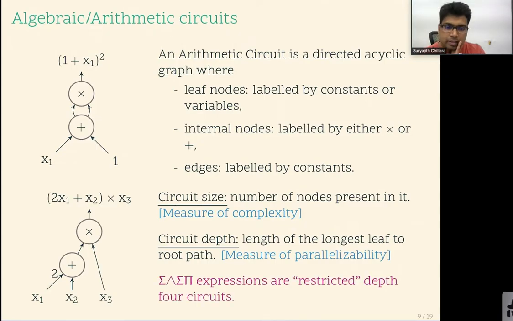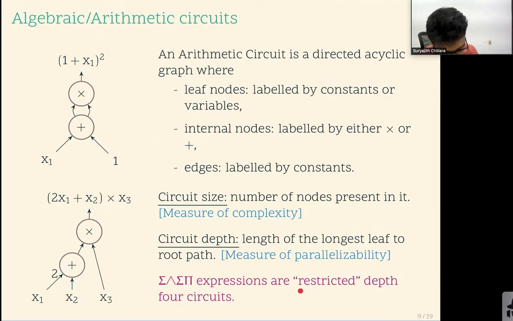So now the sigma power sigma pi expressions that we have spoken about are restricted depth 4 circuits of the following form. So you can see that the powering gate is actually a multiplication node where all its inputs are the same. So for example, this multiplication gate is a powering node.